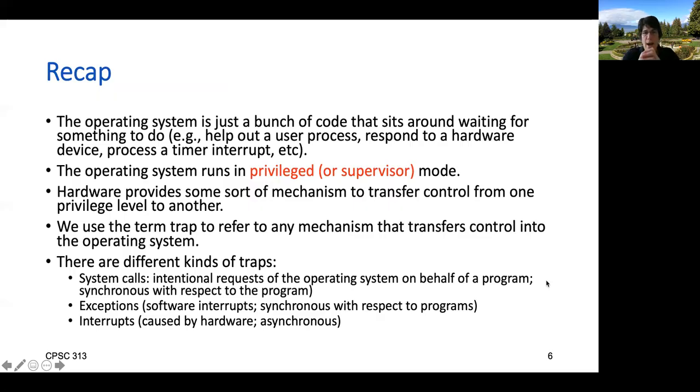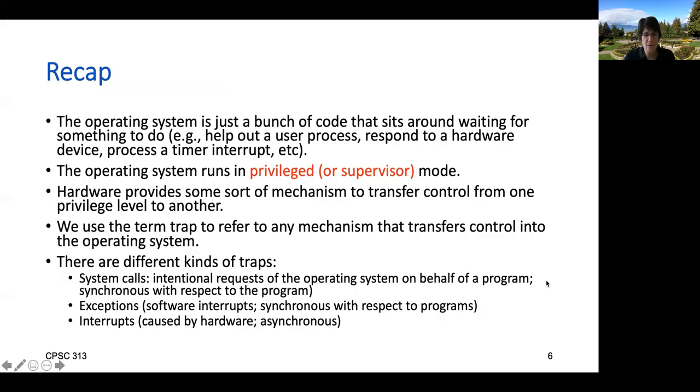We're going to have a trap. It might be a system call, it might be an exception, it might be an interrupt. At some point, the processor gets a notification that we need to switch modes into the operating system. And at that point, it looks at the information that came along with that trap and decides what code to execute based on that. And that decision is based on information that got set up when the operating system booted.